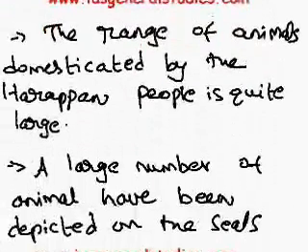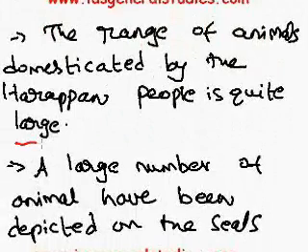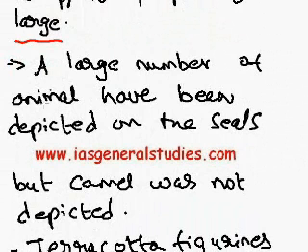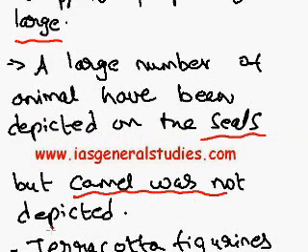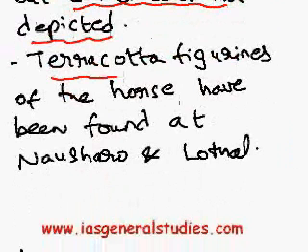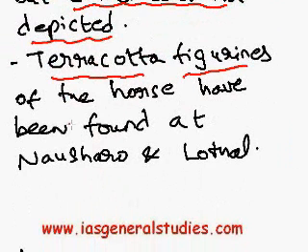The range of animals domesticated by the Harappan civilization is quite large, so we can keep on listing so many animals. A large number of animals have been depicted on the seals, but the camel was not depicted. Again, make a note: we can see a large number of animals depicted on the seals, but the camel was not, and the reason for this is not known.